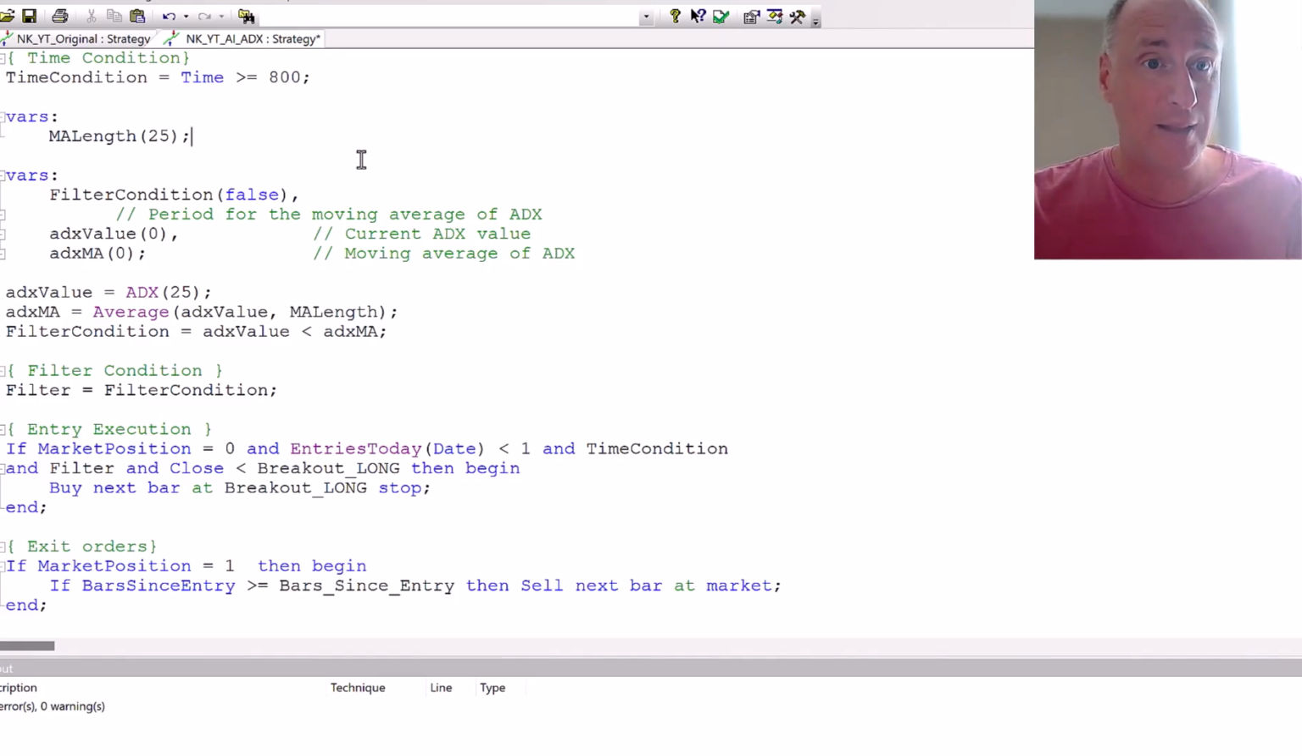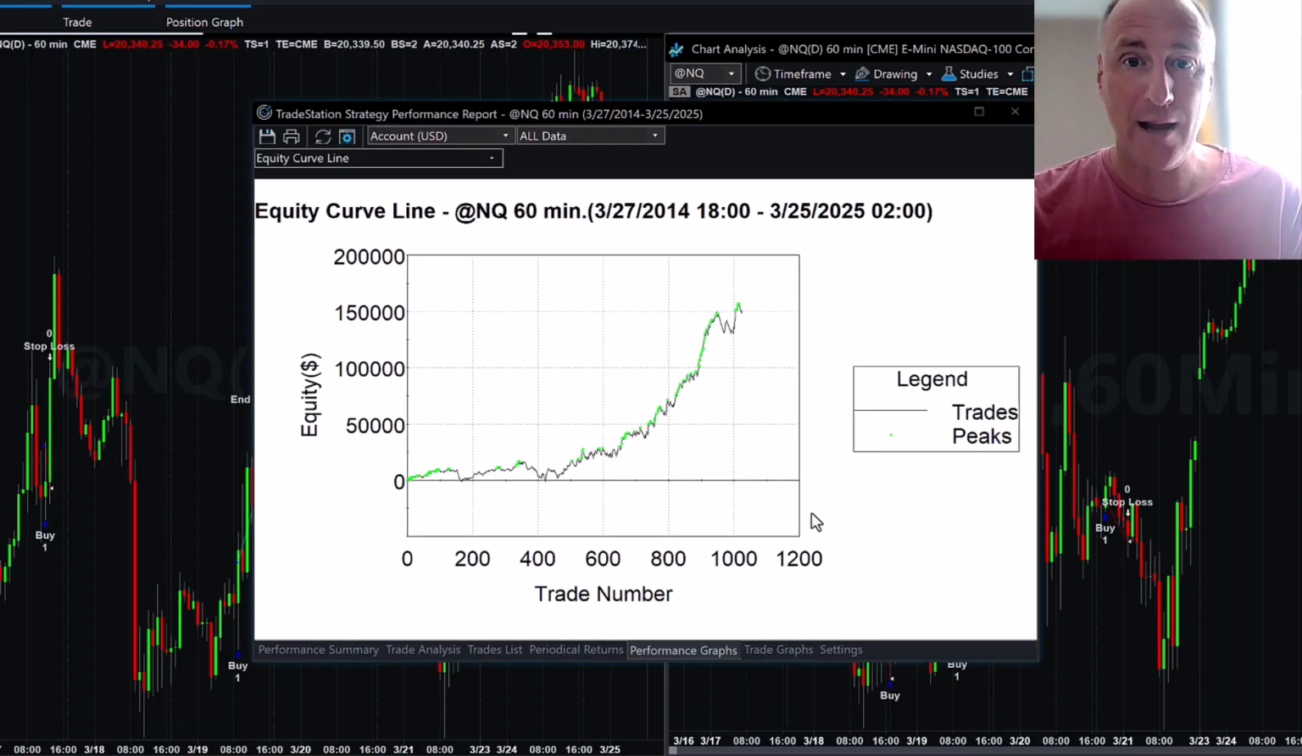And actually, let me do this. Let's completely rewrite this condition. And now we have the same 25 for both the average and the ADX. Now I'm pretty satisfied, and let's see what will happen. So here is the result, and it's a bit disappointing.